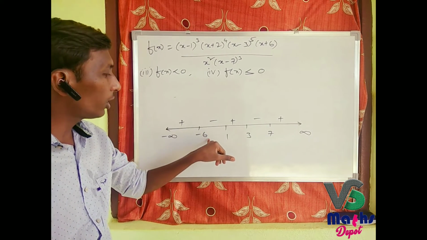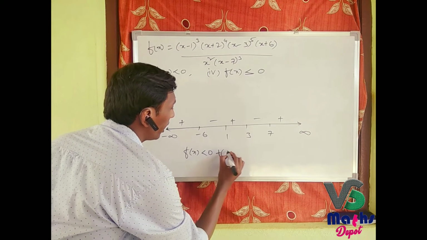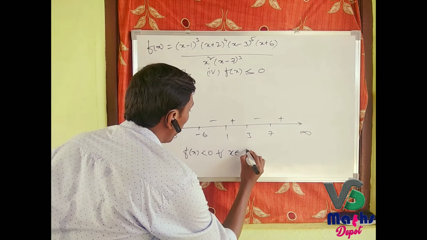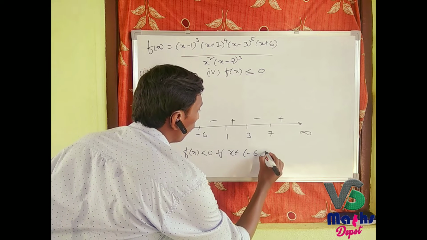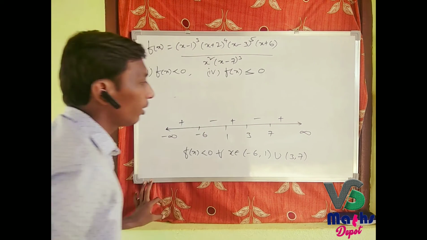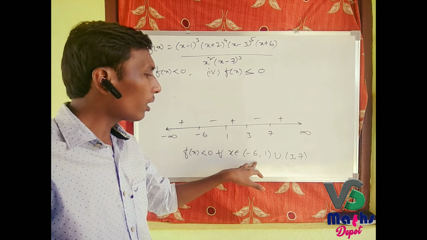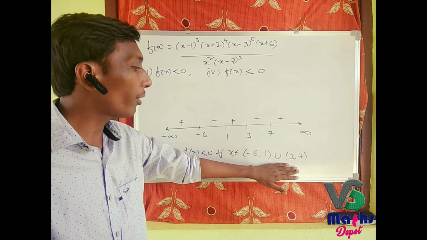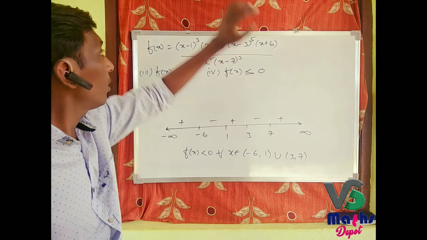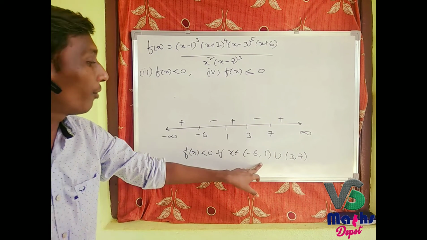By the actual procedure, we can say that f of x is less than 0 for all x belongs to minus 6 to 1 union 3 to 7, because here negative values are minus 6 to 1 and 3 to 7. But we have to eliminate the values of x from this to get f of x to be defined.